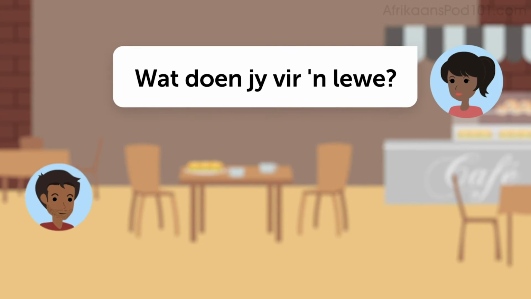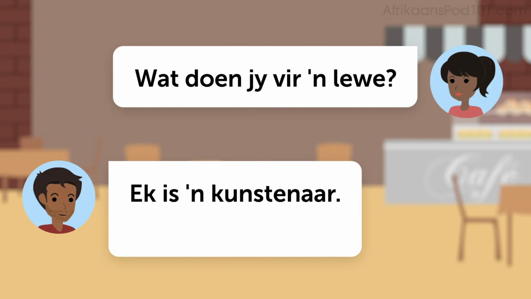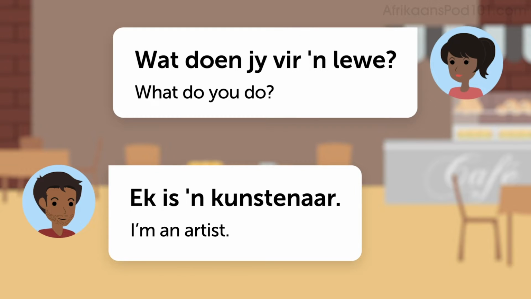Listen to the dialogue. Wat doen jy vir 'n lewe? Ek is 'n kunstenaar. Listen to it again, now with the English translation. Wat doen jy vir 'n lewe? What do you do? Ek is 'n kunstenaar. I'm an artist.